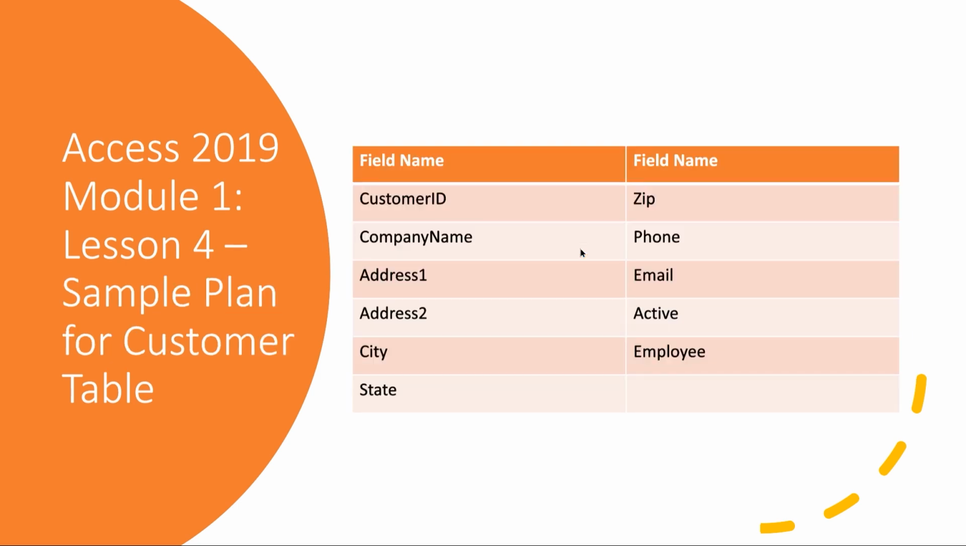So on this slide, I have a sample plan for the customer table that we're going to build, giving you all the field names that we're going to be using in that table. So we need a unique identifier field, a primary key field, and we're going to call it customer ID. So each customer record is a unique record, because even if everything else is the same in the record, the customer ID will be different. We're going to have company name, address 1, address 2, so on and so forth in this table that we're going to create.